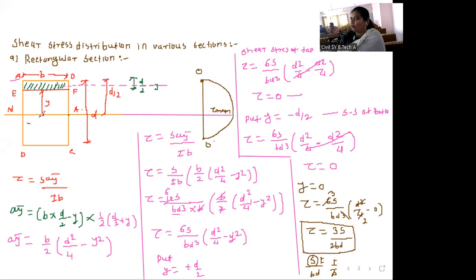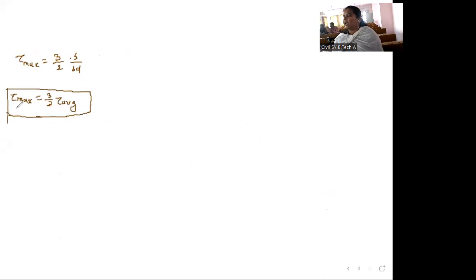If we put the value of y as 0, at that time shear stress is 3s divided by 2 bd. So tau max is equal to 3 by 2 into s divided by bd. And s divided by bd is nothing but the average stress. So maximum stress is equal to 3 by 2 into tau average. So one MCQ will be here: for a rectangular section, maximum shear stress in terms of tau average is equal to 1.5 tau average.